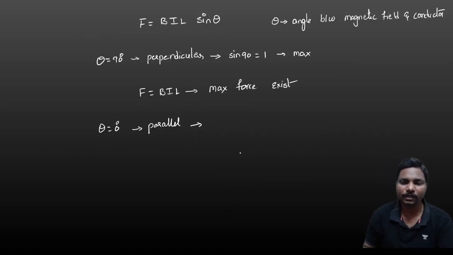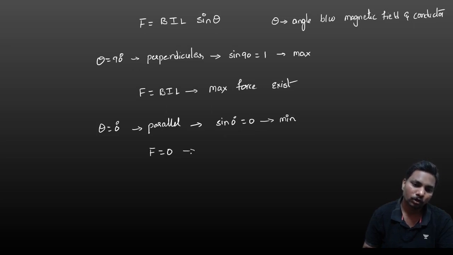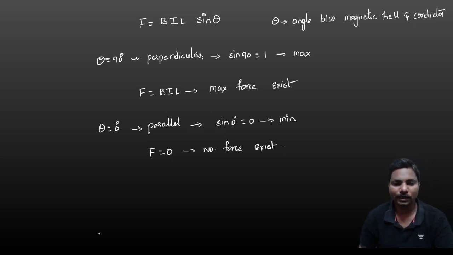The magnetic field and this conductor are both parallel. Then there is no cutting of the magnetic flux, so no force exists. Sin 0 is equal to 0, so in this case that is minimum, and the force produced will be 0. No force exists. Very important question: in which of the following cases does no force exist in the motor? That is, whenever the magnetic field and conductor are placed in parallel. Okay, these two are very important.